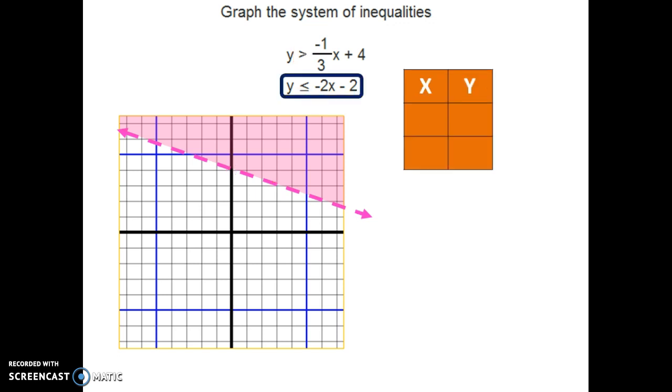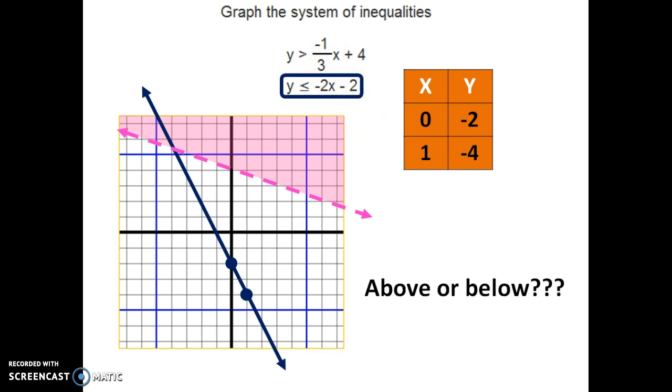Let's take a look at the second inequality. So again, we can make a table of values. We'll let x be 0. When x is 0, y is negative 2. Then if we let x be 1, we get that y is negative 2 times 1, which is negative 2, minus 2, or negative 4. We can then plot (0, negative 2) and (1, negative 4), and connect those using a solid line because we have the less than or equal to part. And the key words here being the "or equal to."